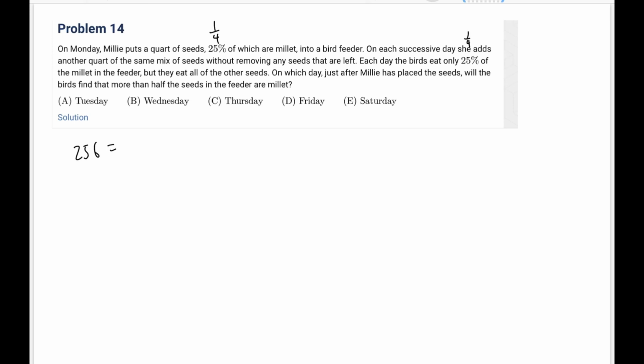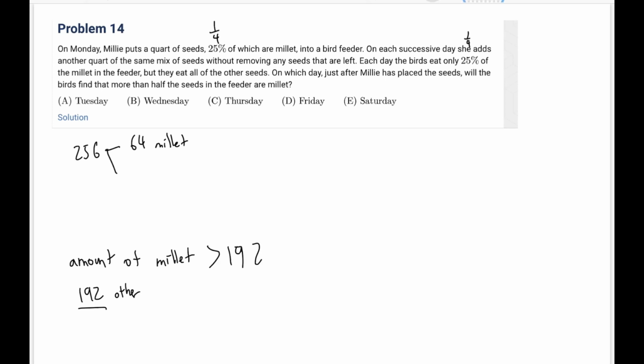So on which day, just after Millie has placed the seeds, will the birds find that more than half of the seeds in the feeder are millet? Okay, so first of all, 25% of the seeds are millet, right? So out of the 256, 64 are millet, and 192 are other seeds. Okay, so the amount of millet has to be greater than 192 for the first time, and that's when we get our answer, right?